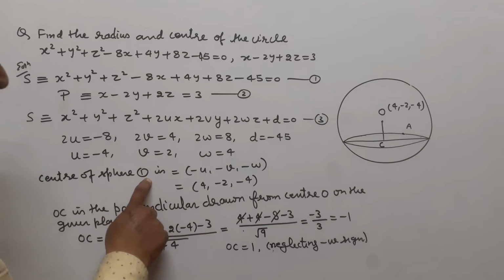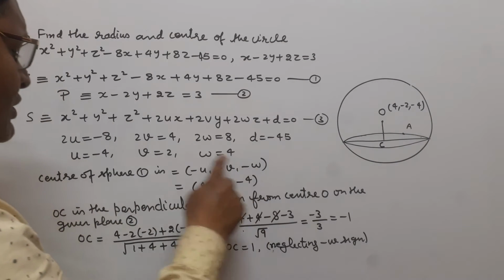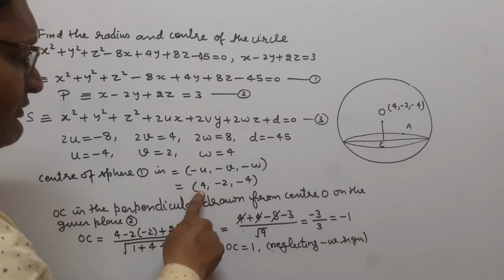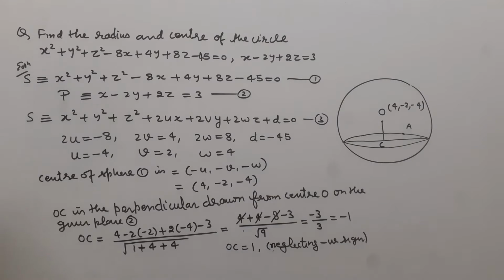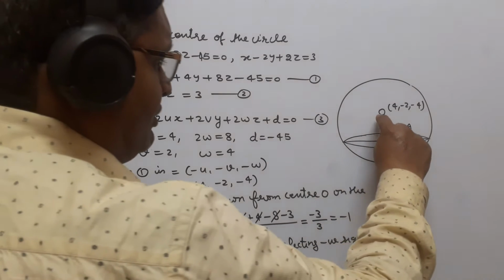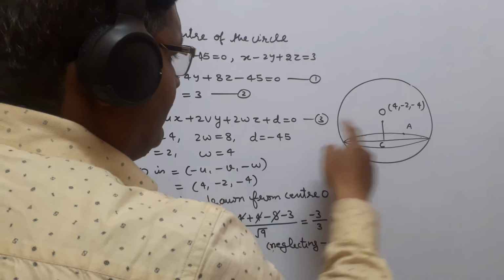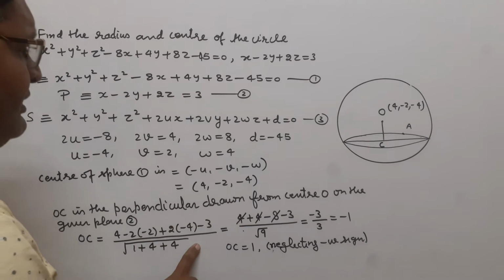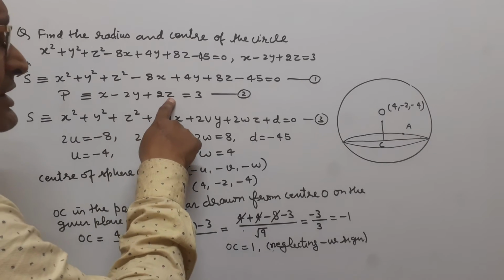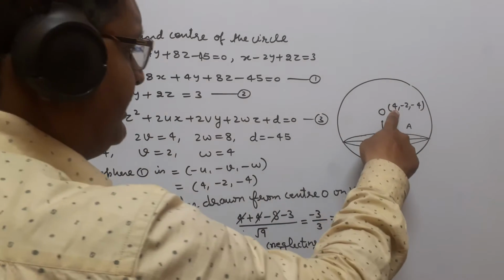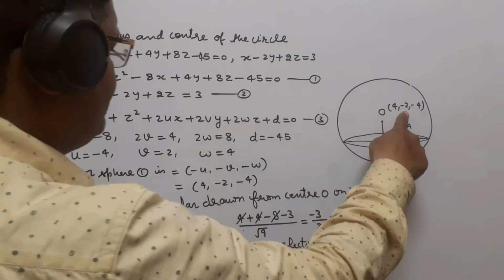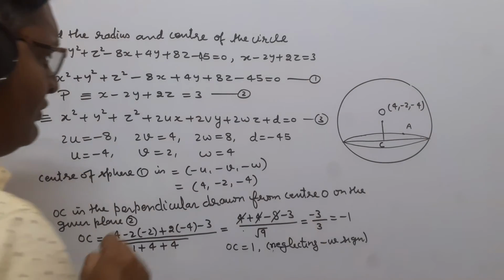So the center of sphere 1 is minus u, minus v, minus w. Now we put the values of u, v, w, so we get the center of this sphere O, that is 4, minus 2, minus 4. Now we draw here perpendicular OC from the center of this sphere on the given plane. So the length OC can be found by replacing x, y, z in the equation of the plane by the center of the sphere. So in place of x we put here 4, in place of y we put here minus 2, in place of z we put here minus 4.